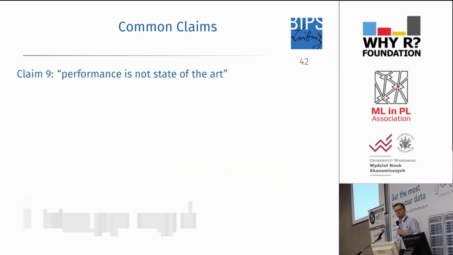Claim number 9 is performance is not state of the art. So some people say, you still use random forest? This is an old method. It's so 2005. Why don't you use this fancy deep learning method?